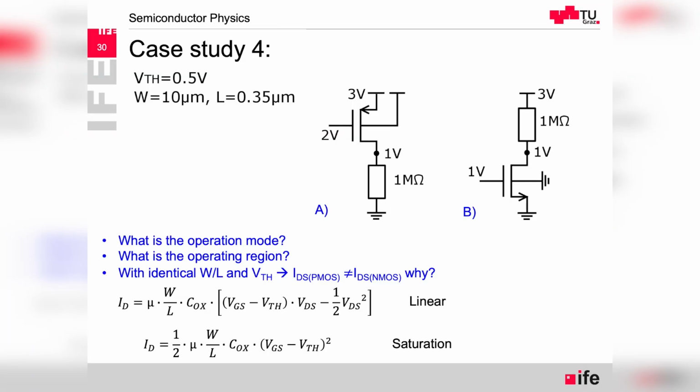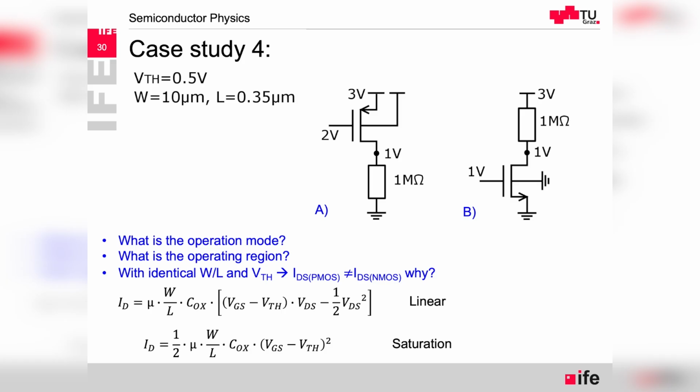And then one more case study. So we have here an N-channel and a P-channel MOSFET. And now let's have a look at the gate to source voltage. In case of the N-channel, it's 1 volt. In P-channel, it's -1. So the level of inversion is exactly the same if we assume that the threshold voltage is the same. So in both cases, we have strong inversion.